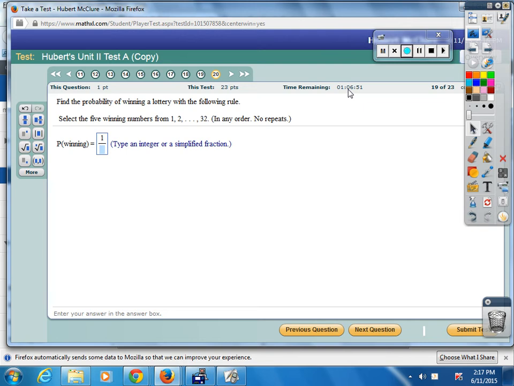You just divide them? No, I want to know the number, the denominator. What's the denominator? What's 32 combination 5? 201,376. 1376? Yep. How'd you get that?